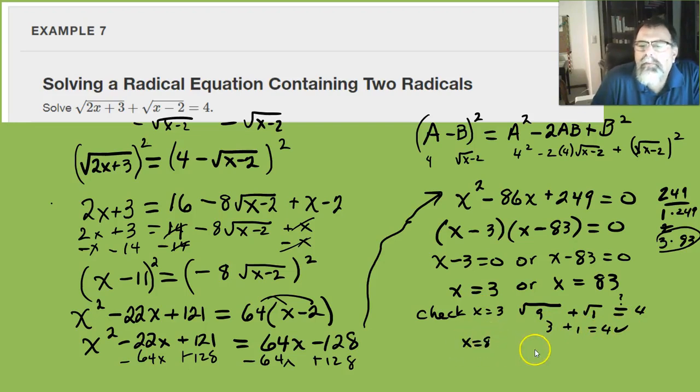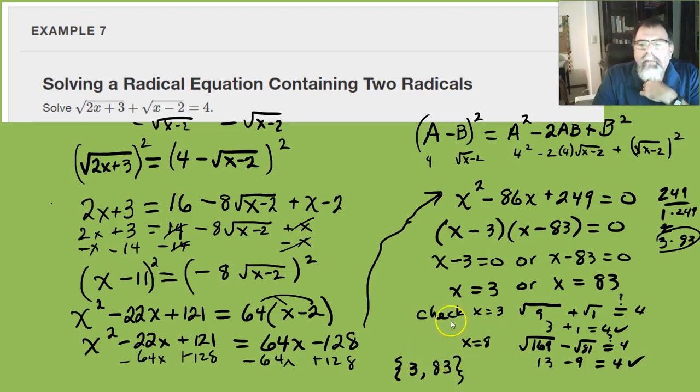Now let's check 83. 2 times 83 is 166, plus 3 is 169. And again, I'm just plugging it into the original problem. 2 times 83 plus 3 is 169. And then 83 minus 2 is 81. Does that equal 4? So let's see, that's 13 minus 9. That equals 4. Yes. So both of these solutions are good. So now our solution set would be 3 and 83.